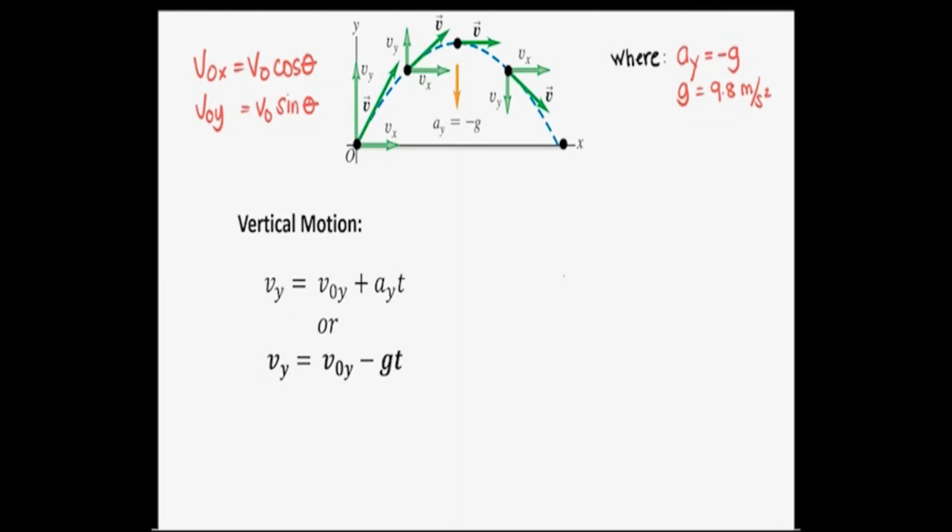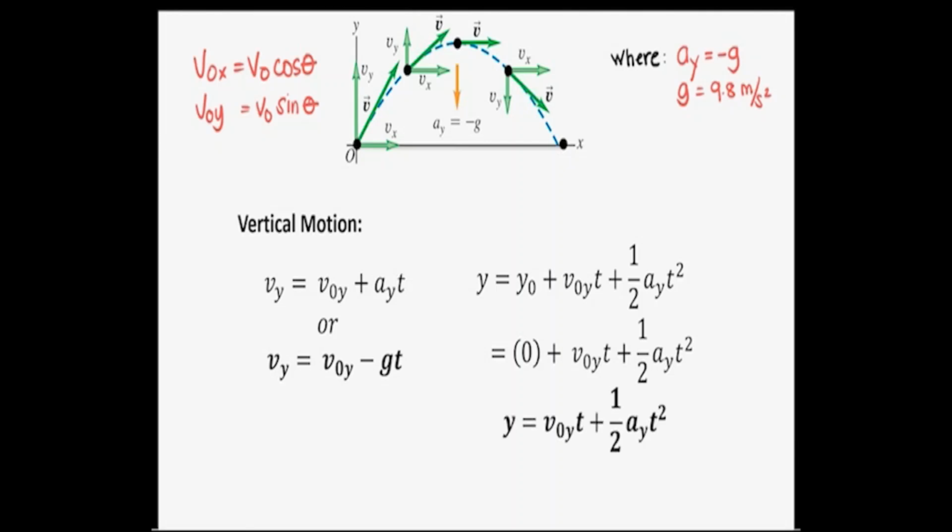How about the position? For the vertical position y at any time, it is equal to y sub 0 plus v sub 0y t plus 1 half a sub y t squared, where y sub 0 is equal to 0 and a sub y is equal to negative g. The formula for the final position y at any time is equal to v sub 0y t minus 1 half g t squared.